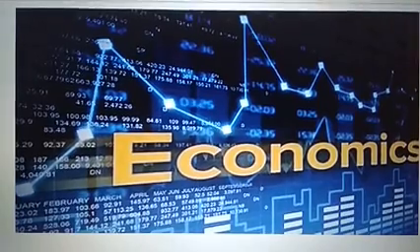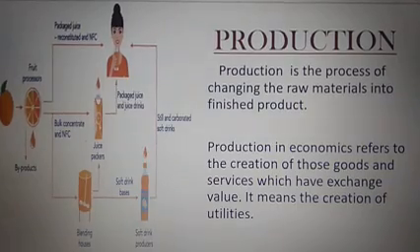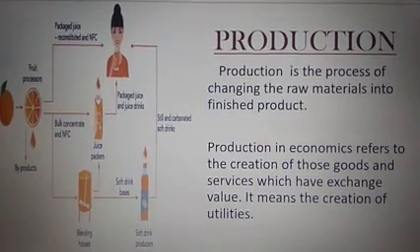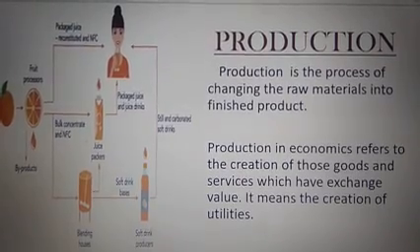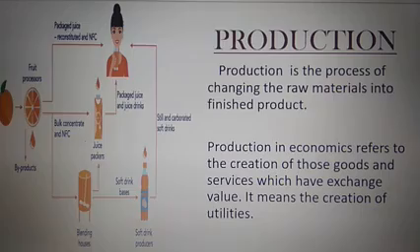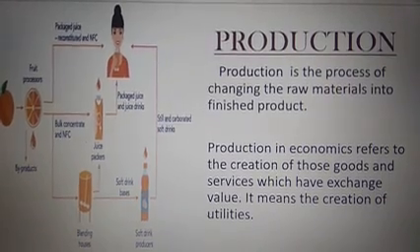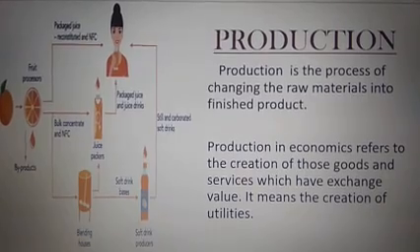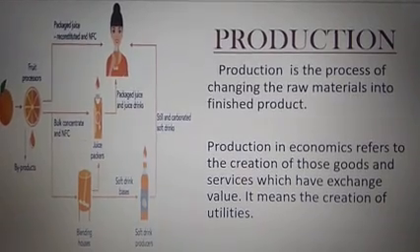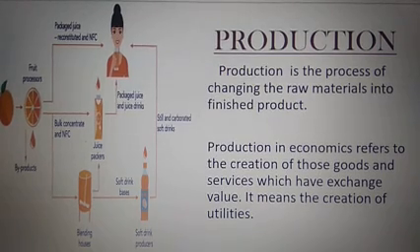Let us see production. Production is the process of changing raw materials into finished products. For example, cotton is a raw material. With the help of cotton we produce bed, pillow, cushion, etc. That is the finished product. Production in economics refers to the creation of those goods and services which have exchange value. It means the creation of utility. Utility means the satisfying power of a product.